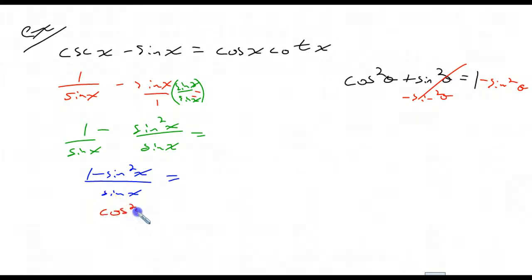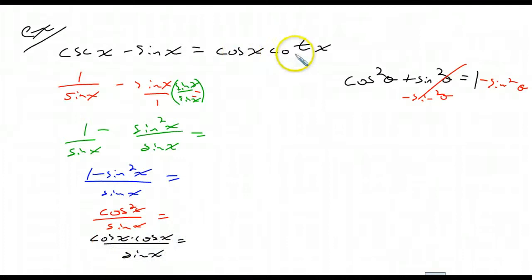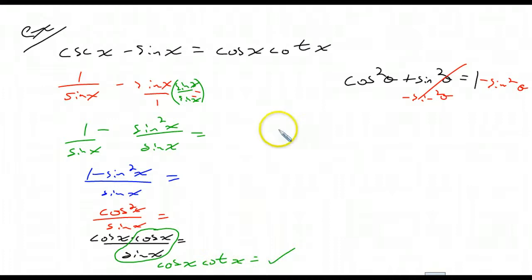So this is cosine squared x over sine x equals, well, cosine squared is cosine x times cosine x, all of that over sine x. I know cotangent is cosine over sine, so really this is cosine times cosine over sine, which is exactly what I have. So these two terms, my cosine divided by sine, will reduce to cotangent. So I will have cosine x cotangent x equals, yes, check mark. It's equal to the other side.